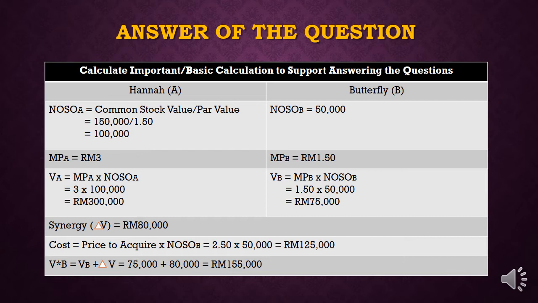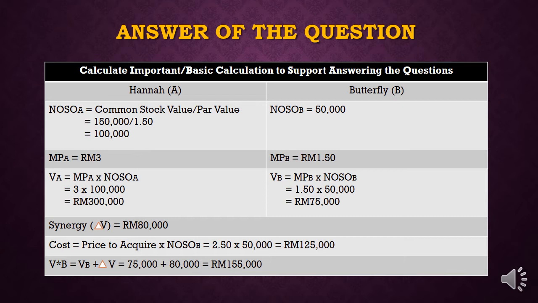You can calculate number of share outstanding by using the formula: common stock value divided by the par value. It was given in the question that the common stock value for A company equals 115,000.